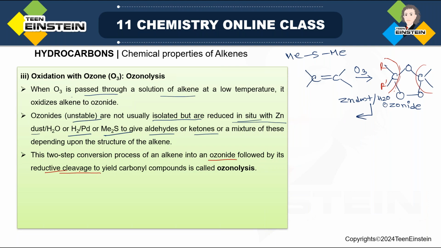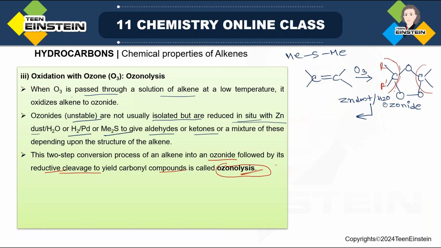Why are we calling it reductive cleavage? Because you are ultimately breaking this structure and you are doing it under reductive condition. So that is why you are calling it reductive cleavage to yield carbonyl compounds. And this whole process is known as ozonolysis. Remember, lysis means to break something. So you are breaking the CC double bonds ultimately.